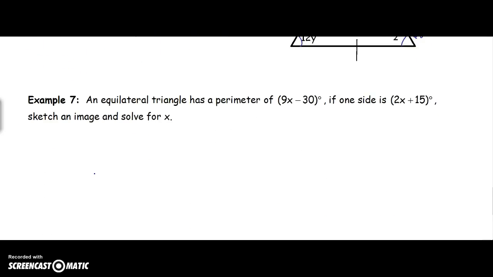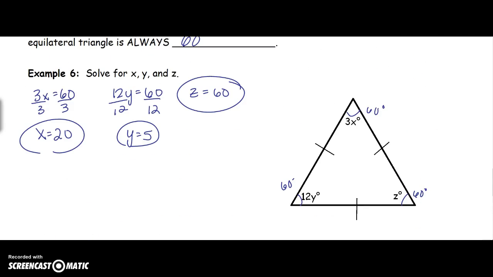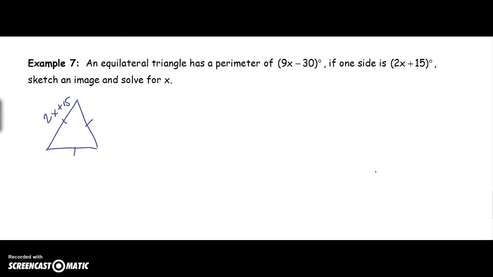And one more example, it says an equilateral triangle has a perimeter of 9x minus 30. If one side of an equilateral triangle measures 2x plus 15, what is x? So the difference between an equilateral triangle and an equiangular triangle is that angles always add up to 180. For side lengths, those are what's going to change.